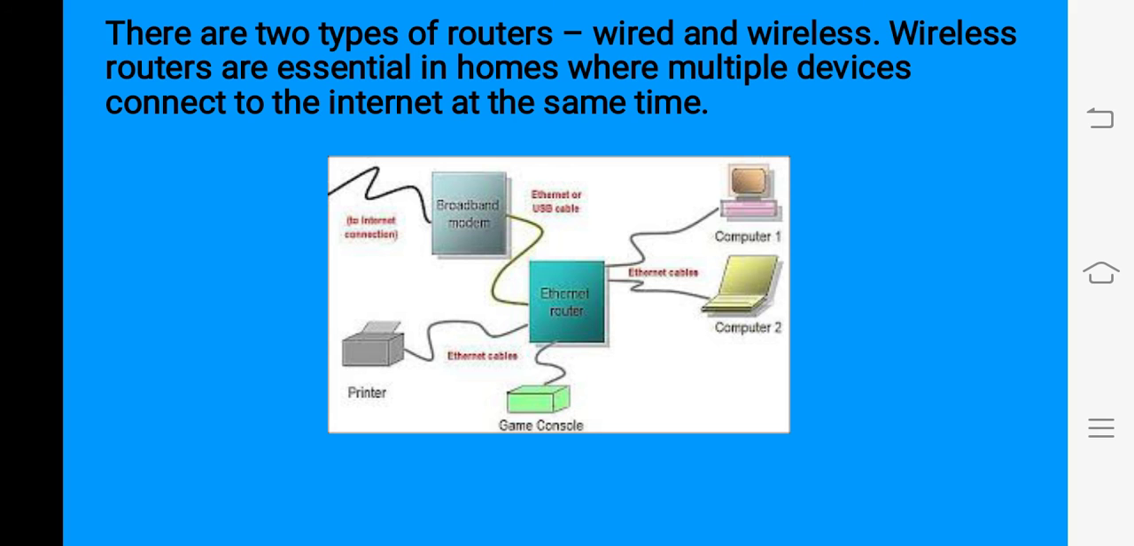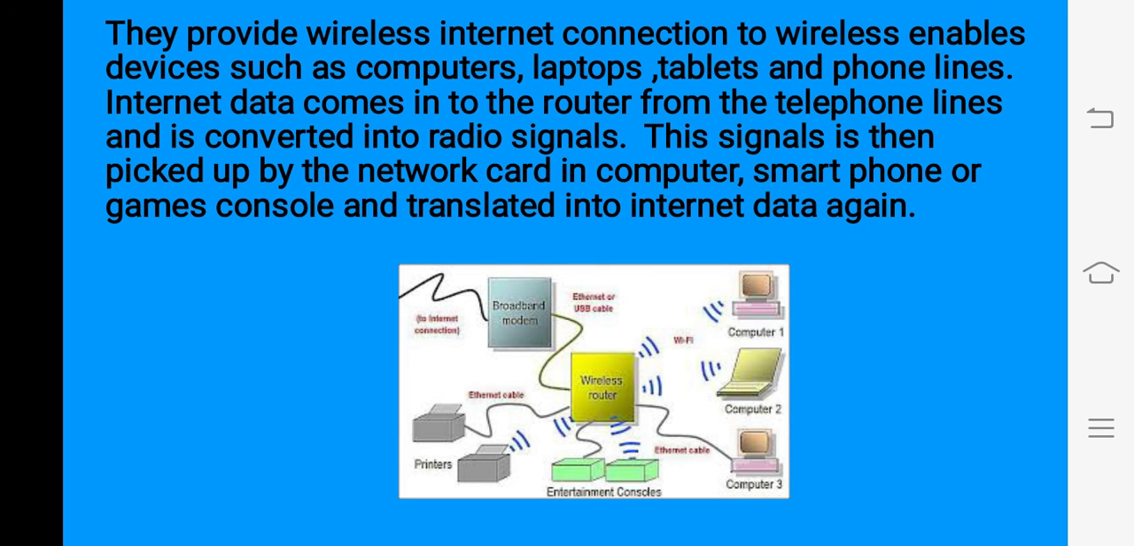Children, there are two types of routers used, wired and wireless. In homes generally we use wireless routers, where multiple devices like laptops, mobiles, and game consoles can share the single internet at the same time. In a wireless internet connection, the data coming from the internet to the modem to the router is in radio signal form. Then this signal is picked up by the computers, network cards, smartphones, and game consoles and translated into internet data, and on laptops and smartphones we can use the internet data.